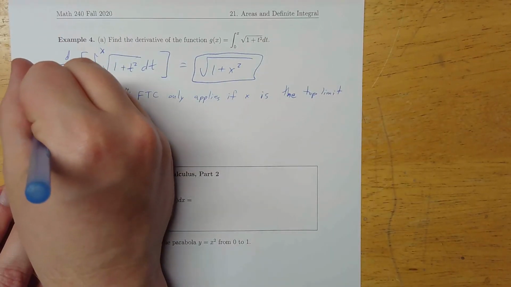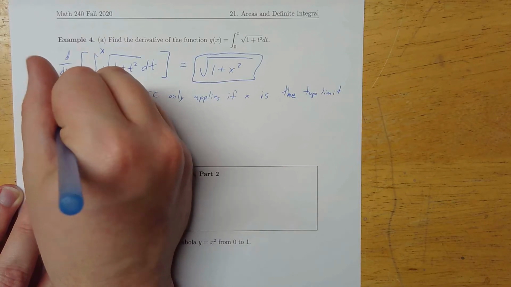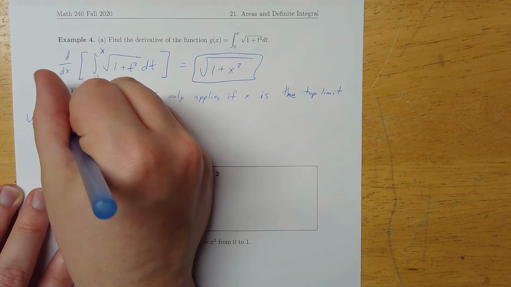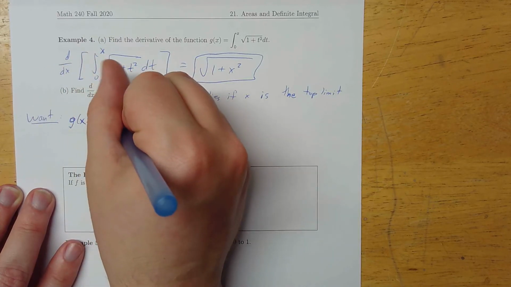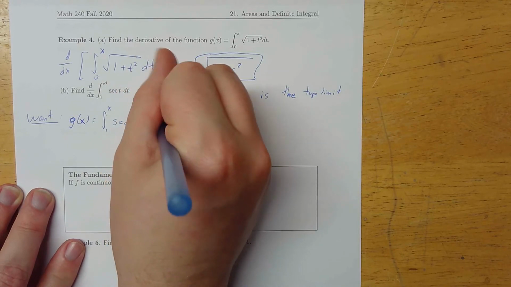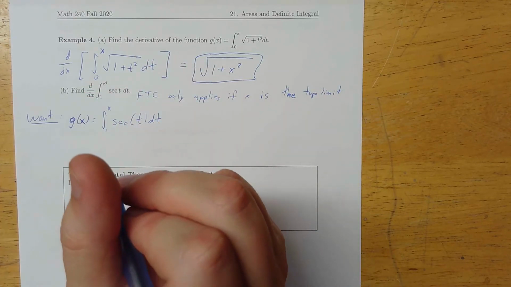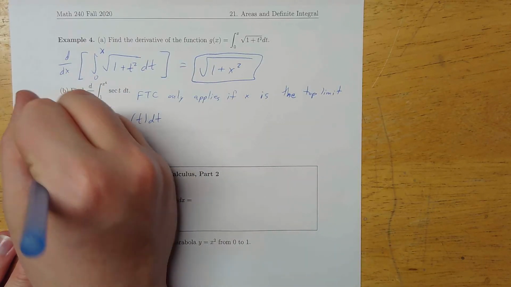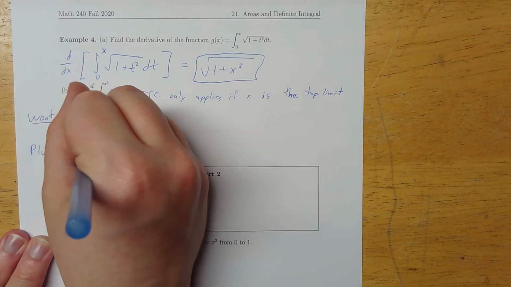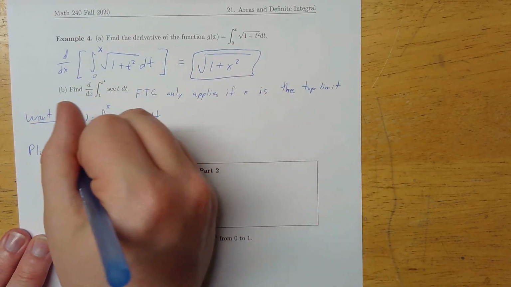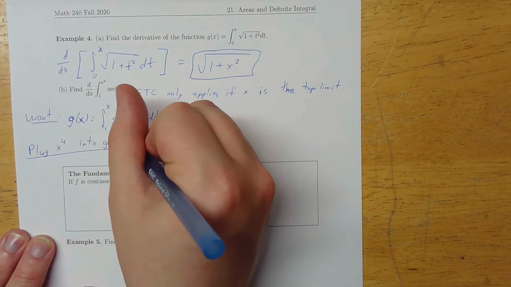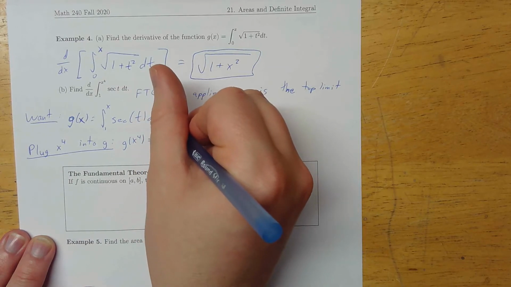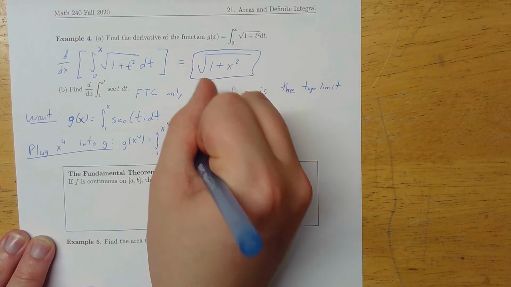So we want g of x equals the integral from 1 to x of secant of t dt. Then what we'd be doing here is we'd be plugging in x to the fourth into g. So in other words, we'll get g of x to the fourth equals the integral from 1 to x to the fourth of secant of t dt.